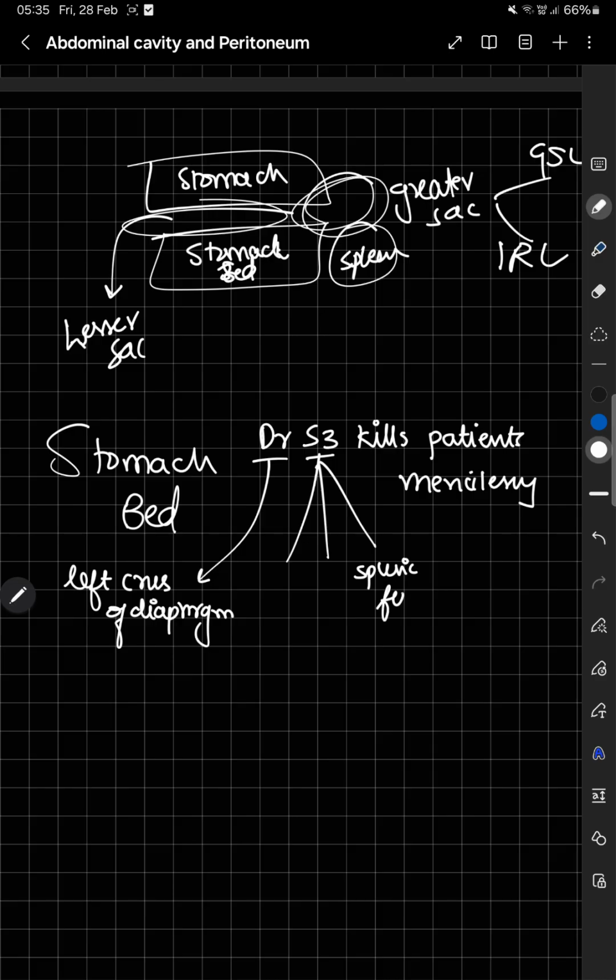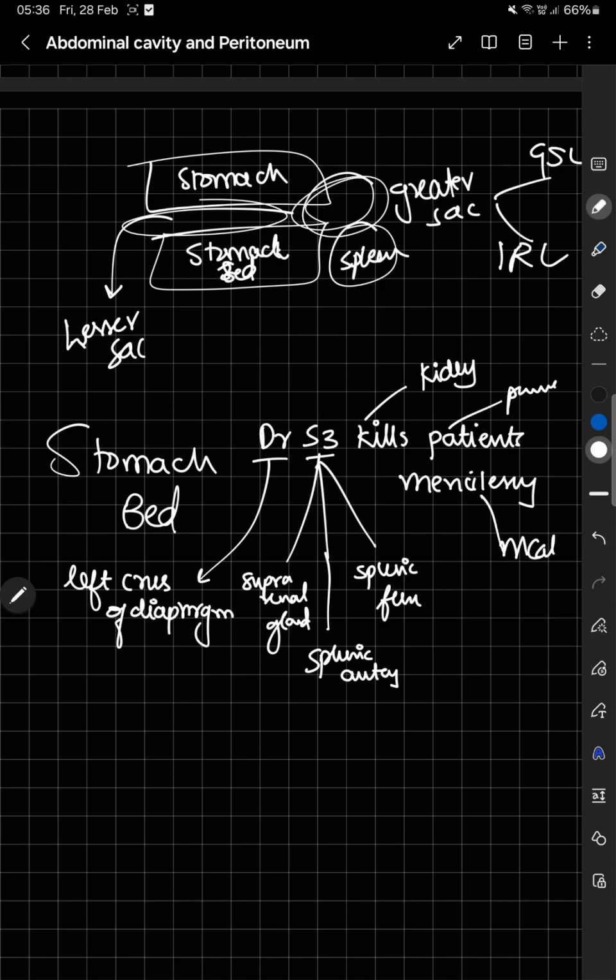So we have the splenic flexure, suprarenal gland, and then we have the splenic artery. So first we have splenic artery, splenic flexure, and the suprarenal gland, and then we have K for kidney, P for pancreas, and M for mesocolon. Okay, the splenic flexure is also known as left colic flexure. Okay, left kidney, left suprarenal gland, and left colic flexure.